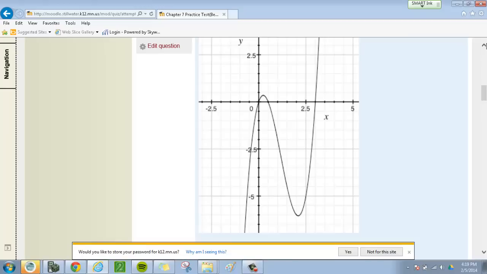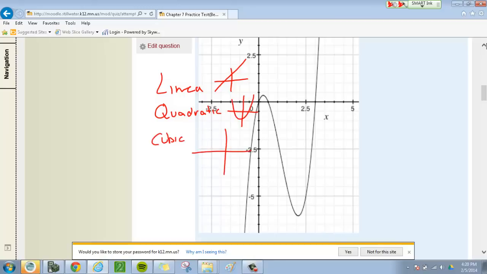Well, here's how you classify the graphs. Linear graphs will look something like this. Quadratic will look something like this. Cubic will look something like this. Okay? Quartic. Oh, is it quintic? What's the next one? Let me look at my notes. I always forget. Is it quintic or quartic? No, I did cubic. Quartic is the next one. Those look kind of like this.